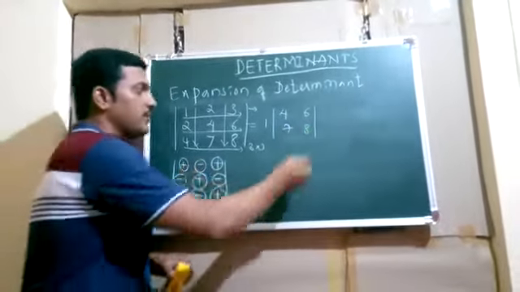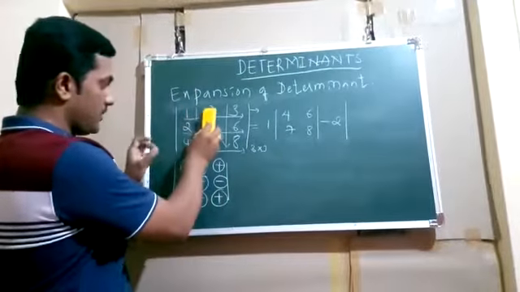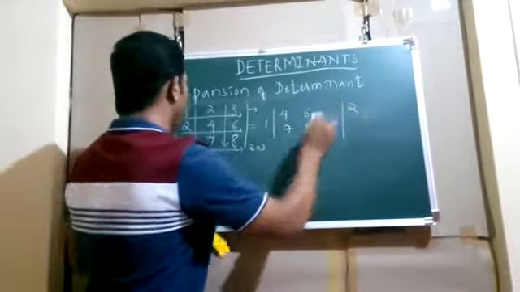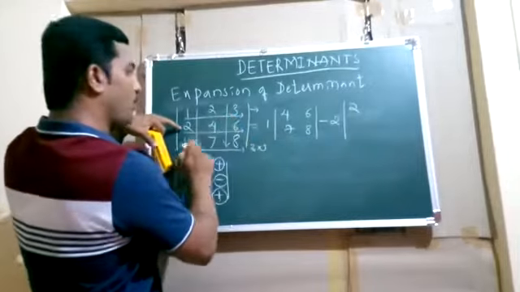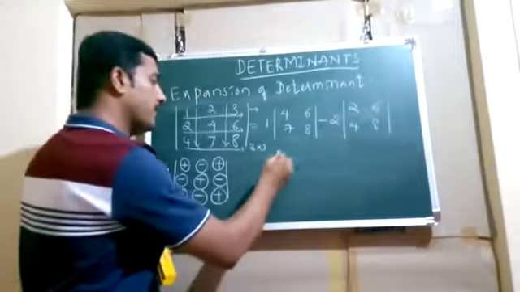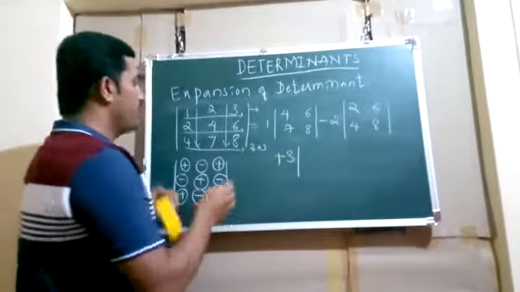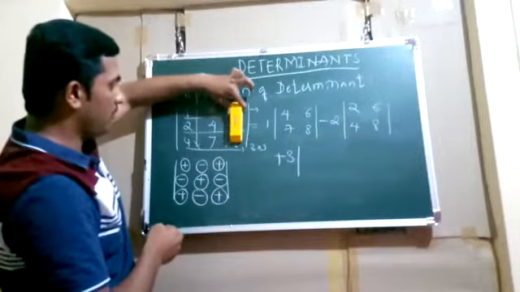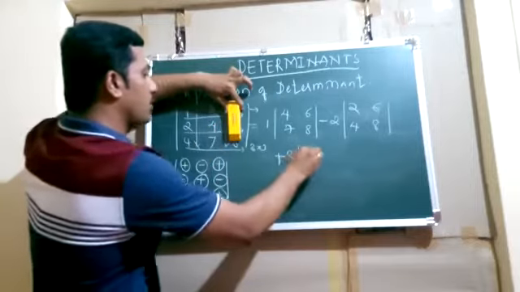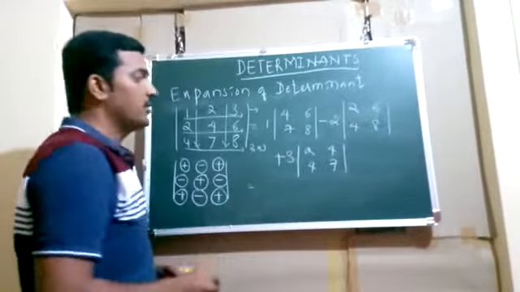Then the next term is a minus and the element is 2. Now you leave this column and the first row. So what you are going to get is 2, 6, 4, 8. Okay, then the last one is a plus, using this sign, with 3. Then leave this column and the first row. Only the elements left are 2, 4, 4, 7. So now you expand the 2 cross 2 determinants.